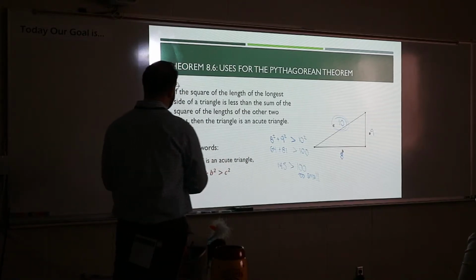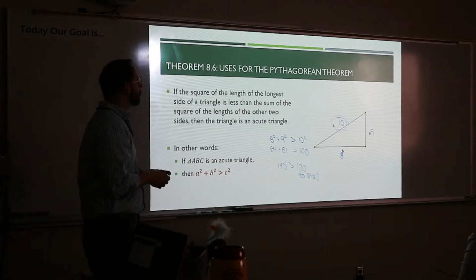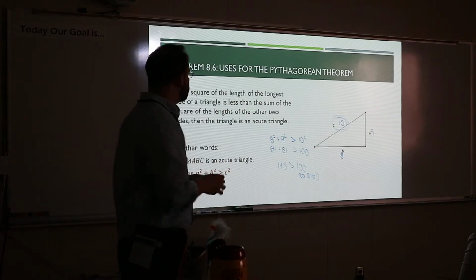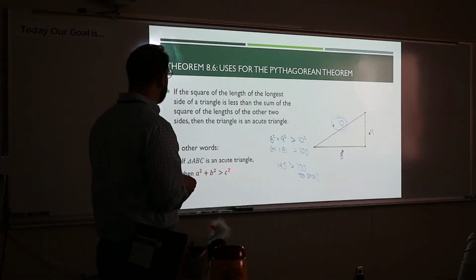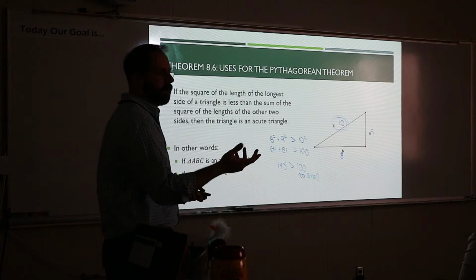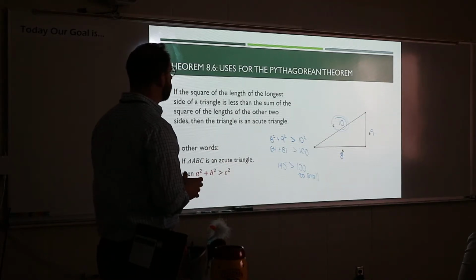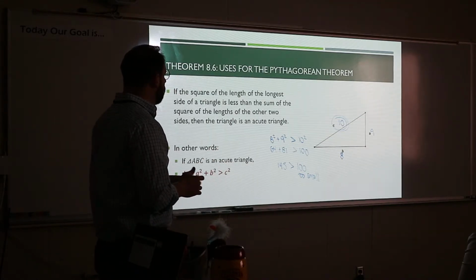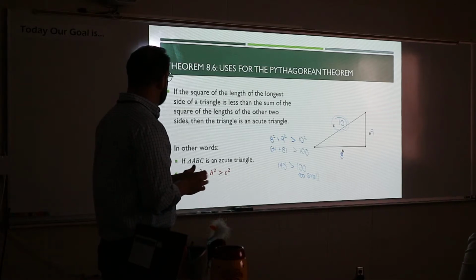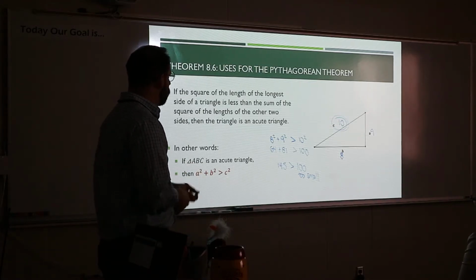Now, I think you can probably figure out what the next theorem says. Instead of saying the hypotenuse is too small, now it'll say it's too big. And we'll look at an example of that. I'll make up some numbers here. We'll go to that here in a second.